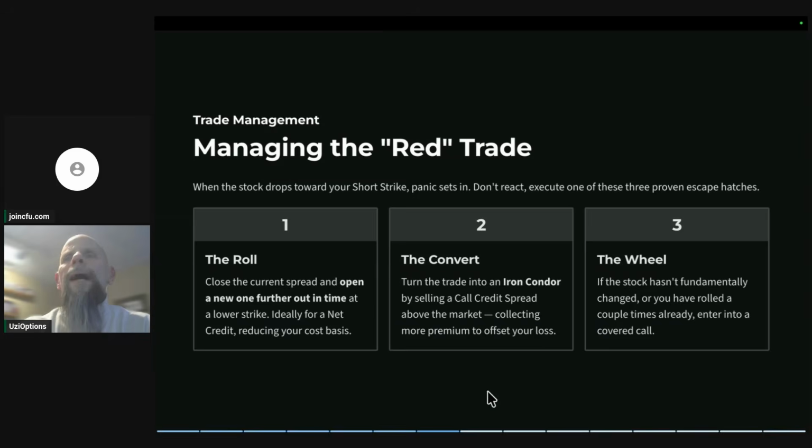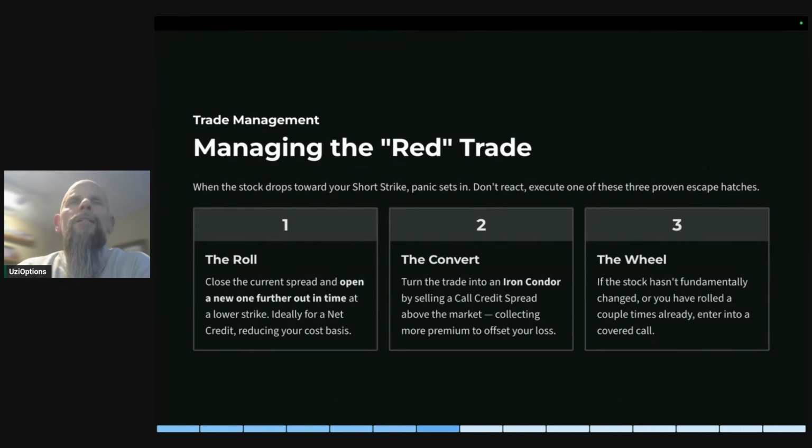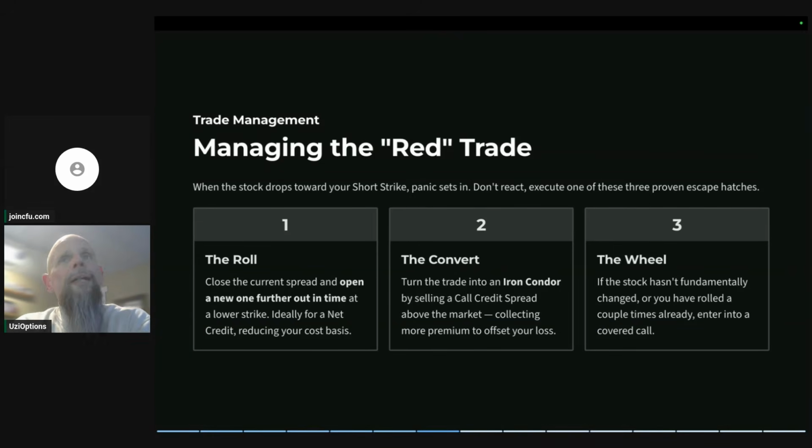So with management, there are so many get-out-of-jail cards. If you've played Monopoly, there are so many ways to get out of trouble as long as you have a small size in your position. Because if you have 10 contracts and only, let's say, a $30,000 account, and you try to convert that into a covered call scenario without enough buying power, you're not going to be able to fully convert it. You'll still be left with some naked calls, which can definitely hurt your account and blow it up too. So always make sure your position sizing is adequate for your account size.